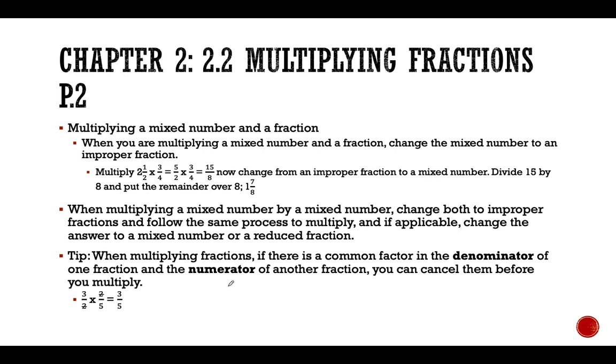5/2 times 3 over 4 equals 15 over 8. Now we need to change from an improper fraction back to a mixed number. So divide 15 by 8 and put the remainder over 8, 1 7/8.